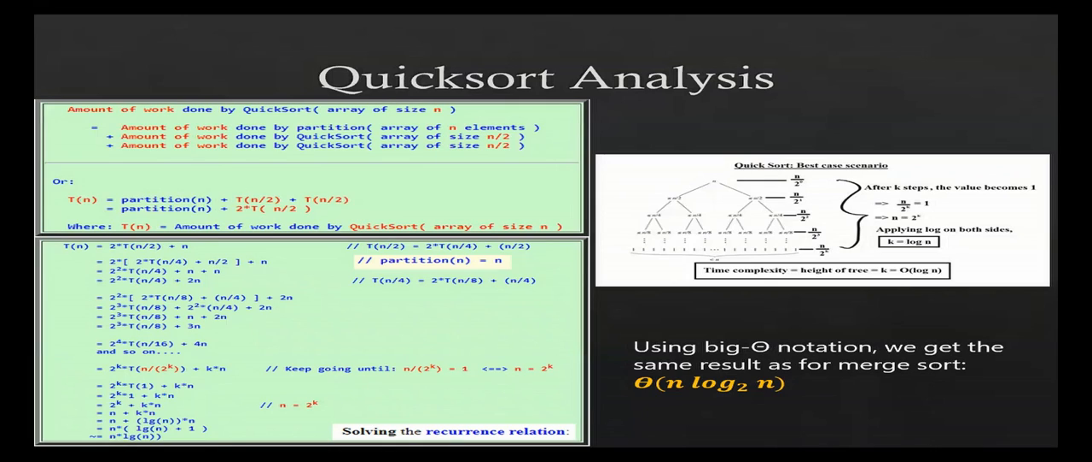that T of n, that means the total time, should be partition n for the partition, plus T of n over 2, and plus T of n over 2, because we are using half of the elements for the left array and half of the elements for the right array. So we can say partition plus 2 times T of n over 2. Using the recurrence relation, we can solve this equation, and we get that the total time is n log n.